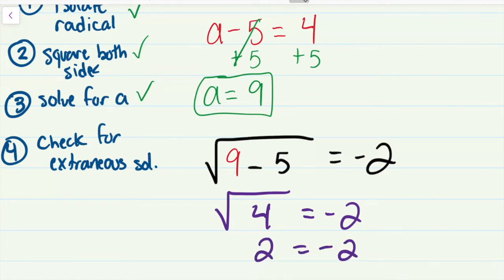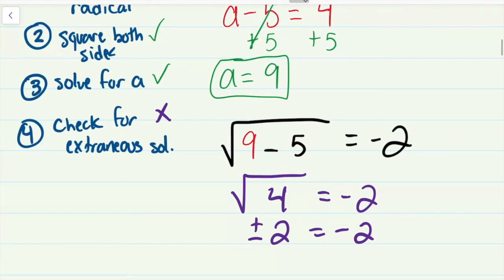And other people might argue, well, actually, Mr. Molano, it's plus or minus 2. Yes, plus or minus 2, but since this one is not plus or minus 2 as well, that means that it's only a partial answer. It's only partially correct, so it's not fully correct. Therefore, we have an extraneous solution. And our answer for this problem will actually be no real solution. Okay, so there's actually not an answer for this one.